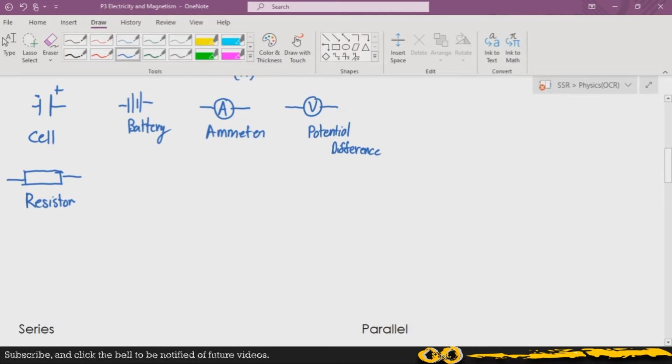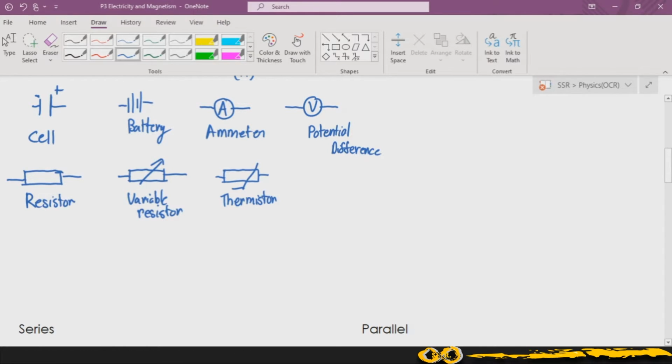The next thing to draw is a special type of resistor, and that is the variable resistor, which has an arrow going through it. Variable resistors are able to change their resistance depending on the settings or on other circumstances. There are some resistors that are sensitive to temperature, and those resistors are known as thermistors, and they have this symbol here to indicate that temperature variability.